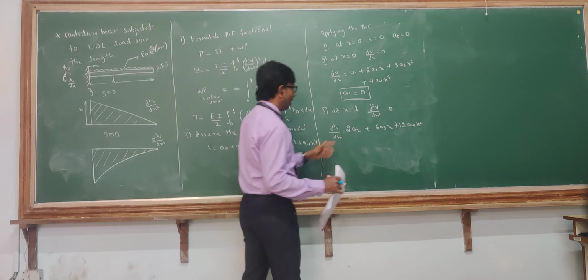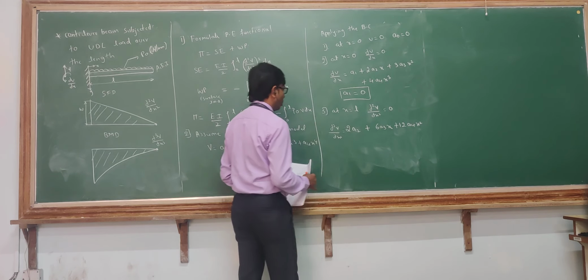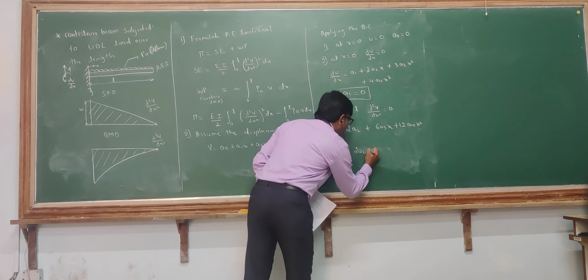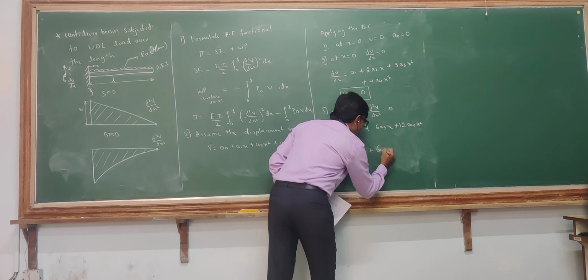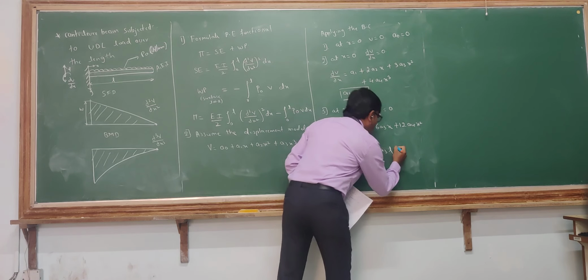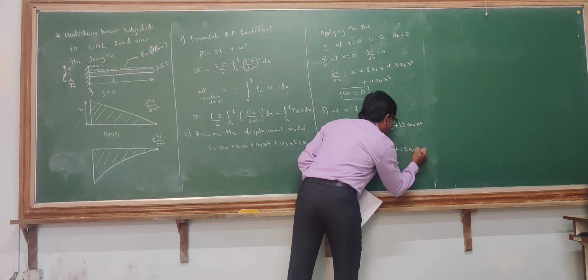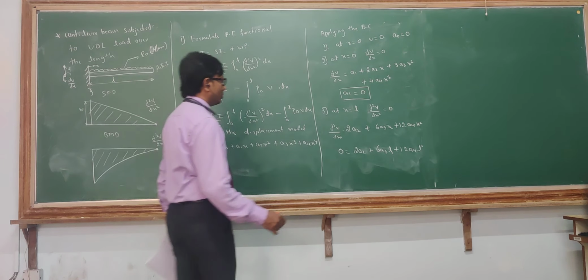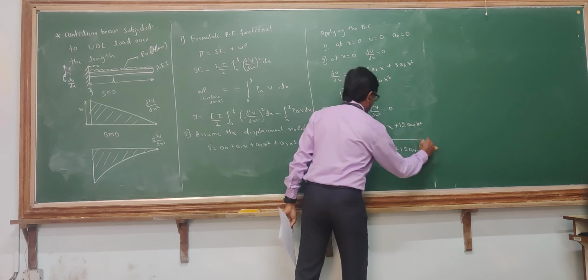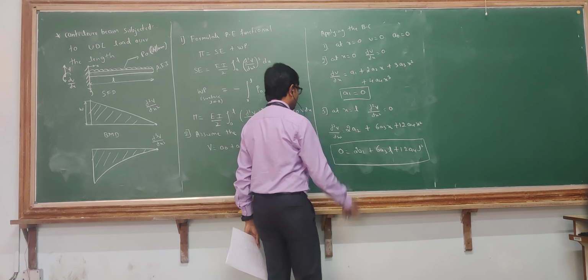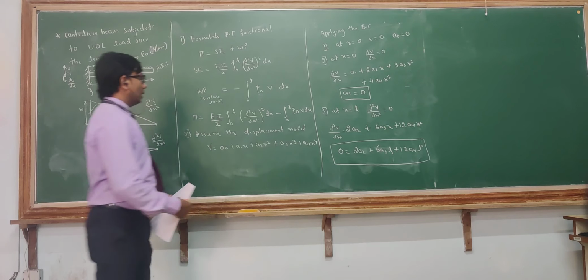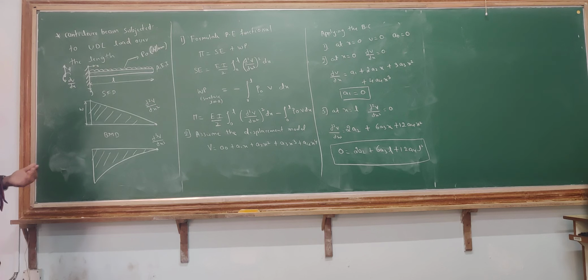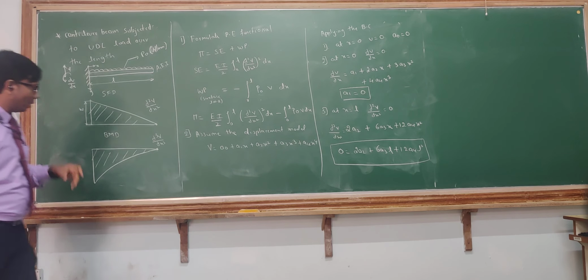At x equal to L, ∂²v/∂x² is equal to 0. So I'll take it as 0: 2a2 plus 6a3L plus 12a4L² should be equal to 0. So this is one equation which we have got. Next I'll apply one more boundary condition, that at x equal to L, bending moment is also equal to 0. I hope you have taken it down.